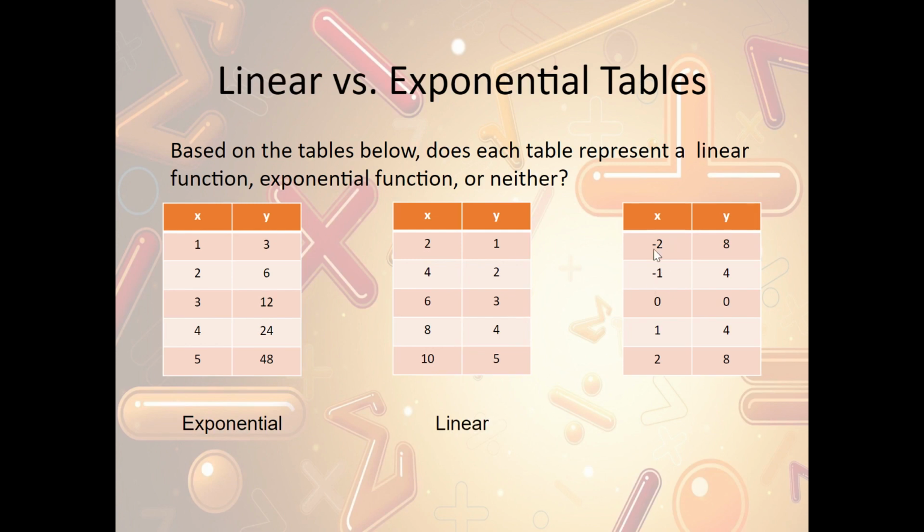Now this one says -2, -1, 0, 1, 2. So again, we're adding by 1 each time, so it could be either linear or exponential at this point. Then we go 8, 4, 0, 4, 8. So here we subtracted 4, then we added 4. So it's not a consistent pattern, so therefore it's neither linear nor exponential.